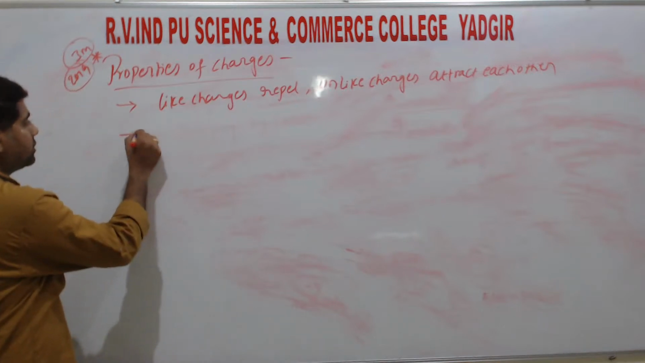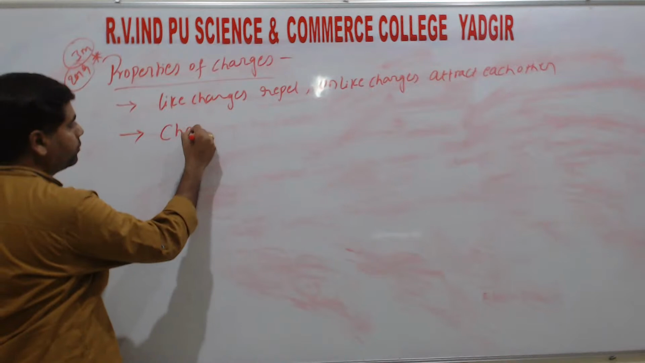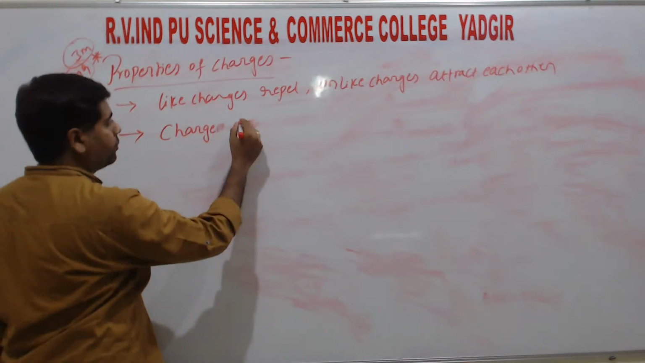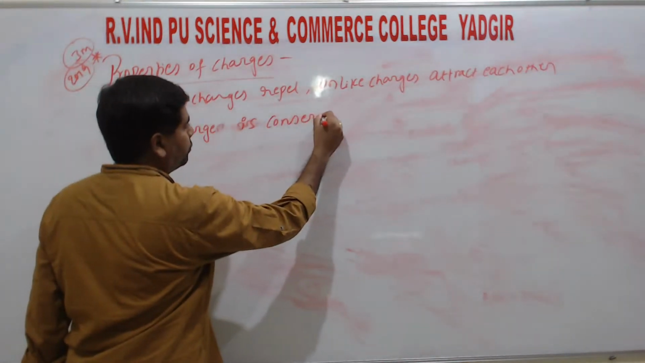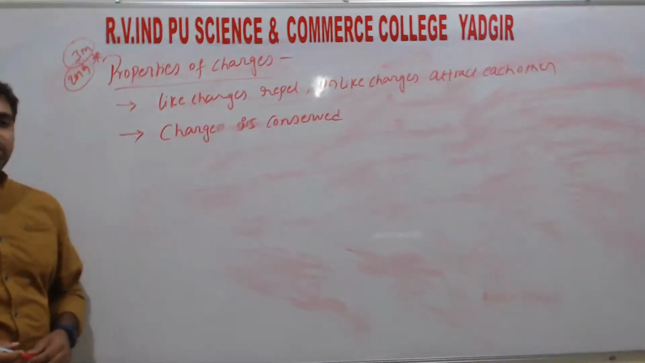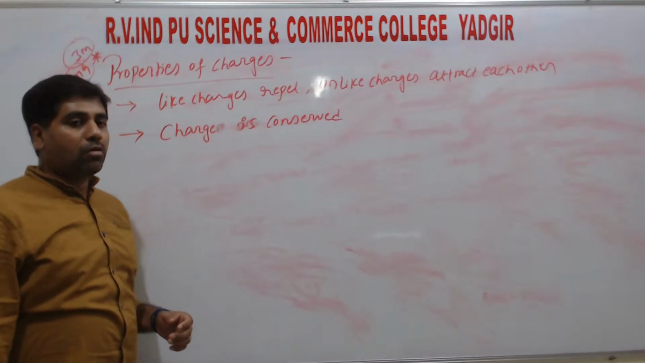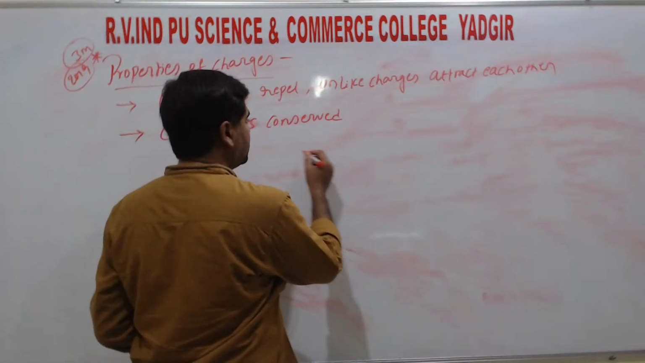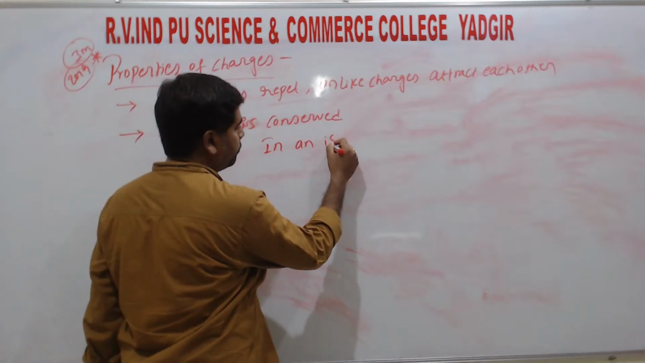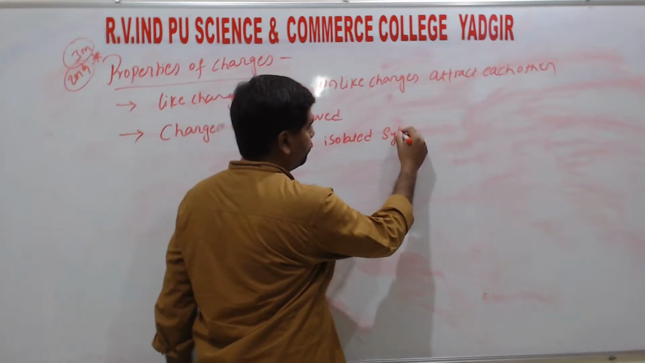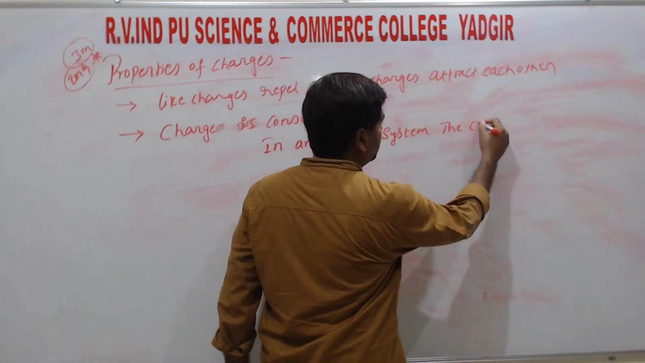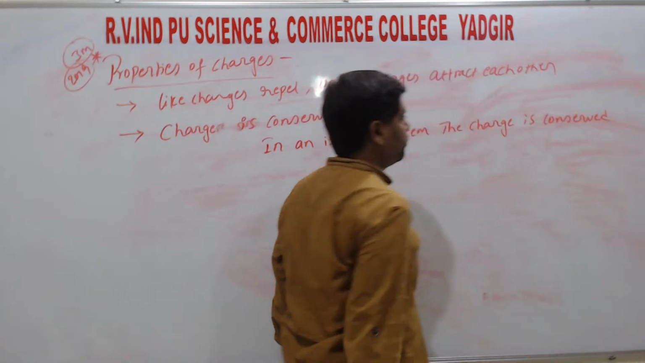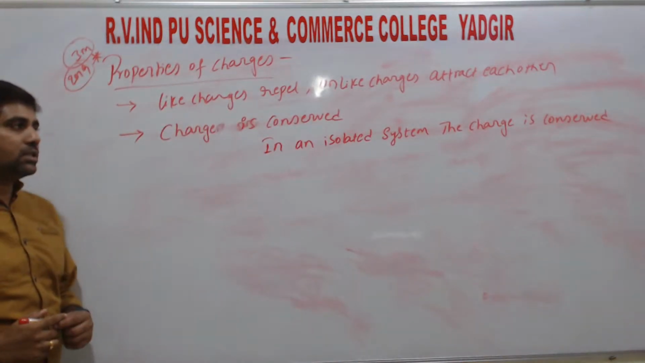Next, the second one is charge is conserved. That is conservation of charge. That means the charge can neither be created nor be destroyed, but it transfers from one form to another form. Or in another way, we can say in an isolated system, the charge is conserved.